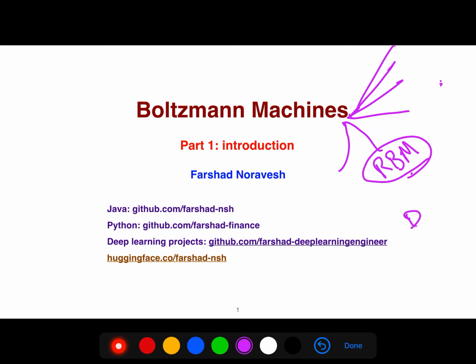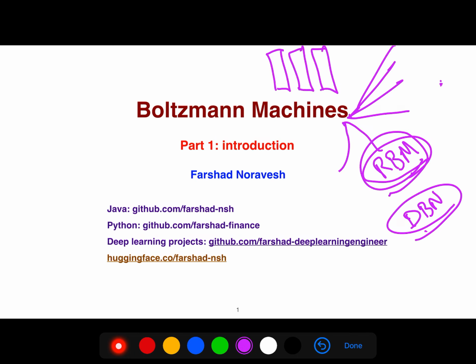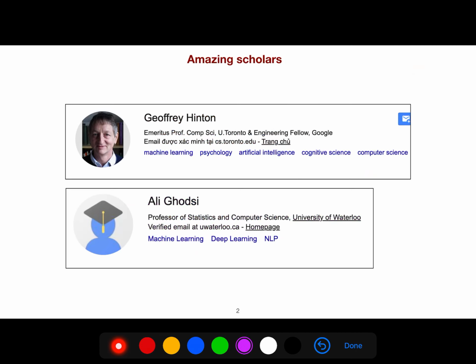For example, deep belief networks use these ideas to generalize and make it deeper. Restricted Boltzmann machine is just one of these, so I try to explain different kinds of Boltzmann machines that are inspired from physics and sometimes biology. There are two great, amazing scholars, for example, Geoffrey Hinton and Ali Ghodsi. They teach these things on YouTube very well.